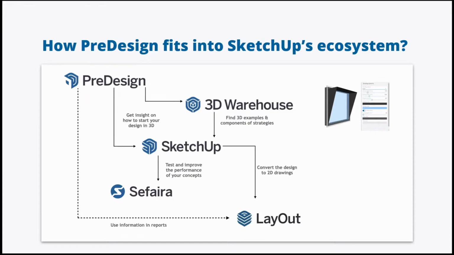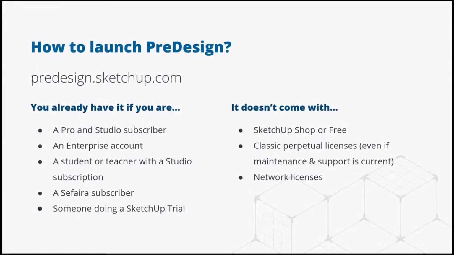So there's a few different workflows to work through the SketchUp ecosystem with PreDesign. So it might be that we do our initial research within PreDesign. Perhaps we move into 3D Warehouse, where we can find some examples of certain glazing or shading strategies, which we can then pull through into the main component of SketchUp, test it, improve it using Sapphira, and then perhaps convert our design into documents or some presentation materials that we may then hand over to the client. So that is kind of the A to Z in a nutshell on the page there.